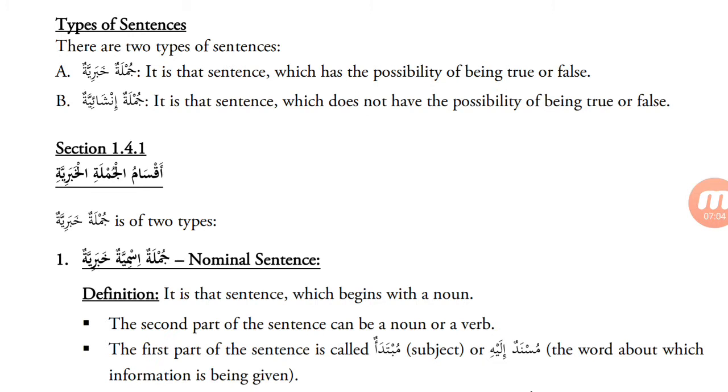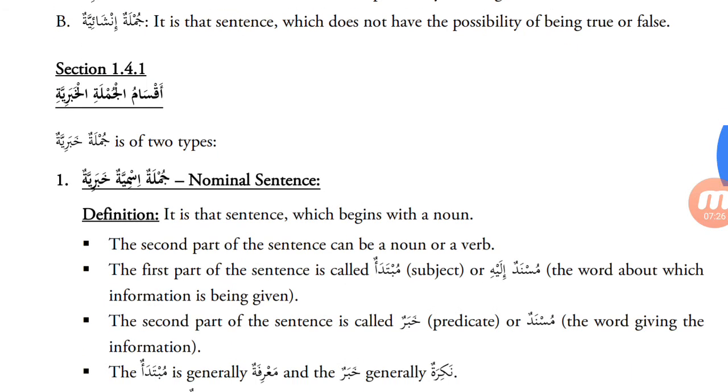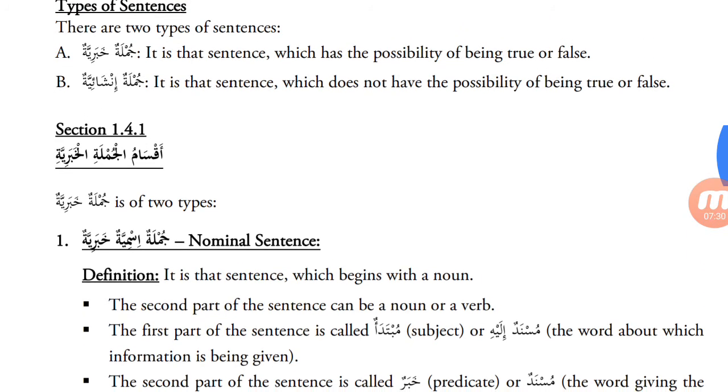Jumla insha'iyah. B, jumlatun insha'iyatun. Jumla insha'iyah is that sentence which does not have the possibility of being true or false. So this is another type of sentence, jumla insha'iyah. When one hears this sentence, he cannot label the speaker as a liar or the one telling the truth.